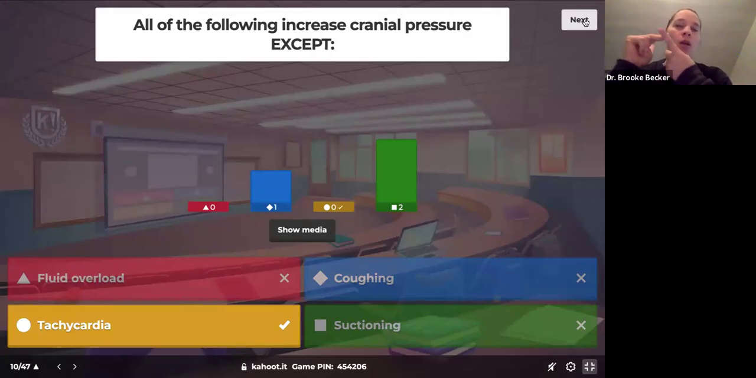Coughing. Think about when you cough. When you're sick and you cough, your head feels so full, right? You instantly get a headache. So that's a sign right there that you're having increased intracranial pressure. And then suctioning as well. When you're suctioning, it will increase your intracranial pressure for a period of time.